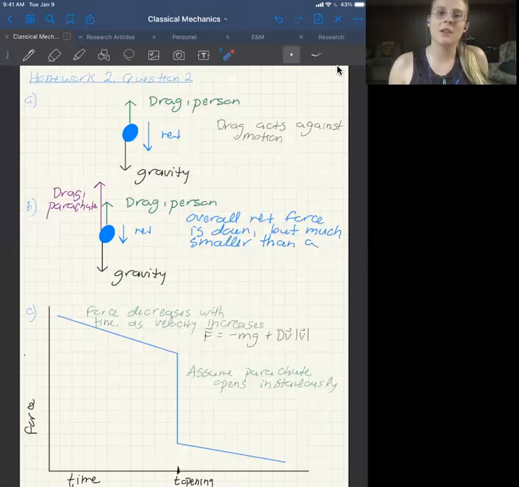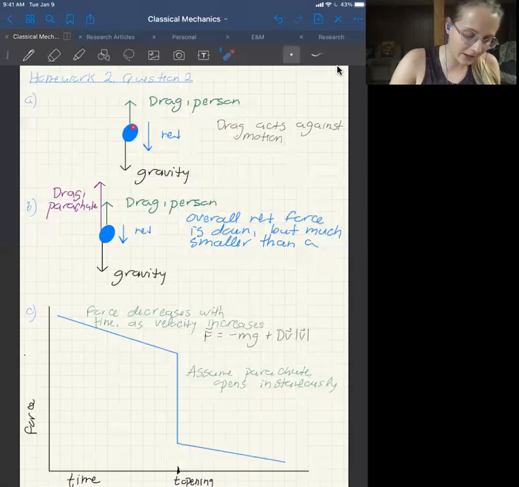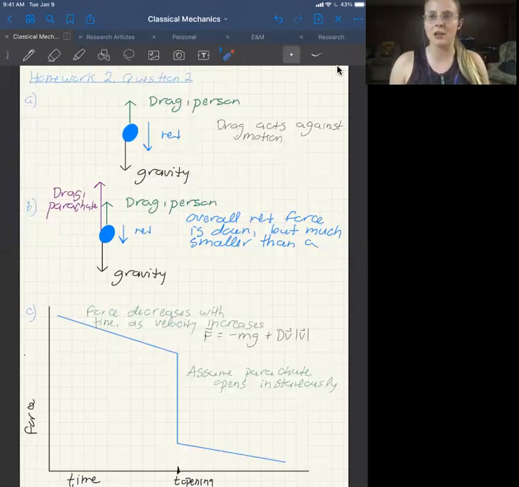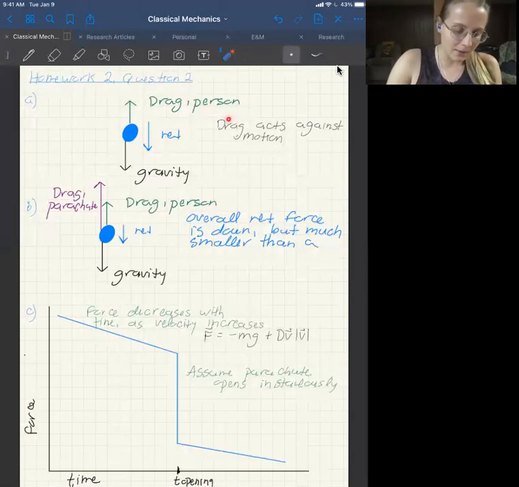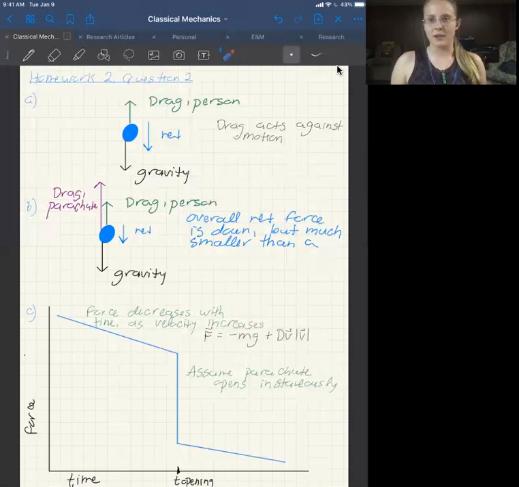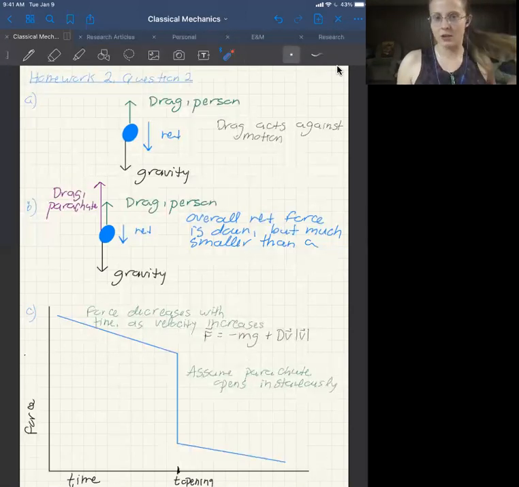If we consider the case before he opens his parachute, he's just in free fall, and there are only two forces acting on him. The force of gravity, which is pulling him downwards. Gravity always points downwards. And the force due to air resistance, which we call drag, acting against the direction of motion. If he's moving down, then drag is going to act upwards. If the object is moving upwards, then drag is going to act downwards. It's always going to oppose the direction of motion.